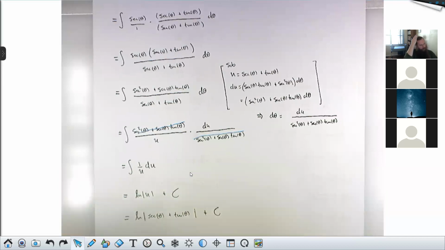I wouldn't make you go back through this argument on a test. This is not a technique we use on other things. I don't think it's worth drilling the technique, and it's certainly not worth testing this technique.